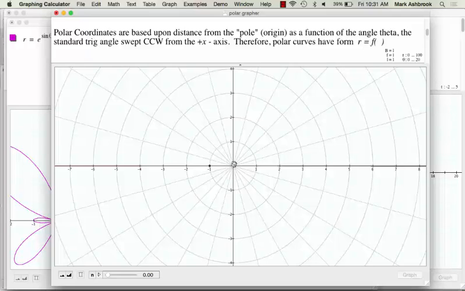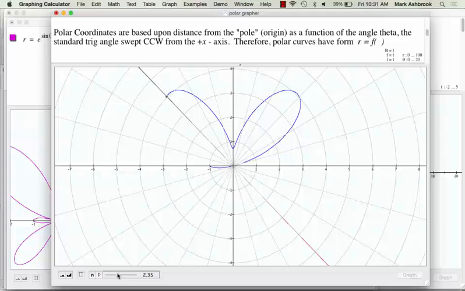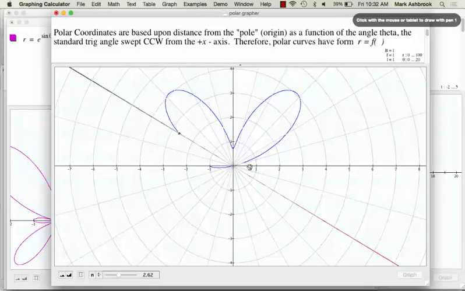Okay. So here's an example. So as we sweep, let's see, does that show up? So as you sweep an angle counterclockwise from the x-axis, your point then is based on distance from the pole. So for instance, the angle right here is, this is the current angle.